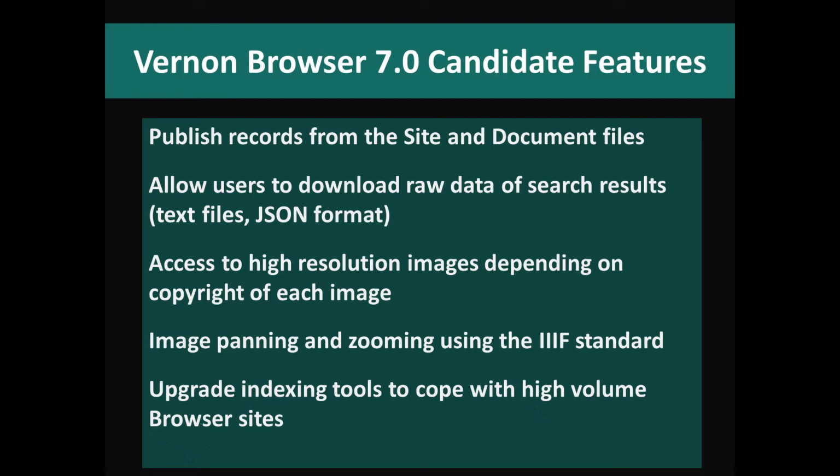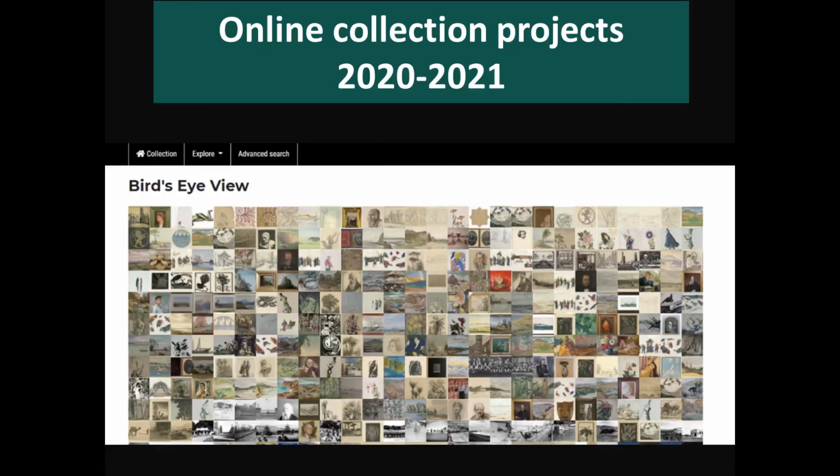The International Image Interoperability Framework lets you do complex things with images, like zooming and panning very large files. So that's one of the main motivations in providing access to that standard. We also need to continually upgrade the underlying infrastructure of Vernon Browser as the size of our sites grow. Queensland Museum, for example, have nearly 1 million items on their public online collection, and we need to make sure that that kind of volume is handled well within the application.